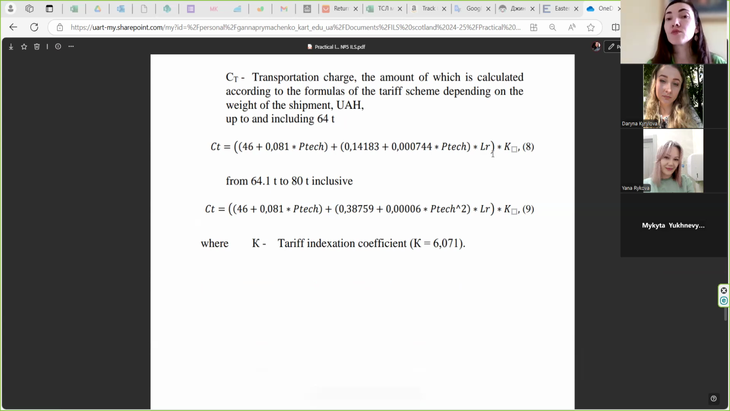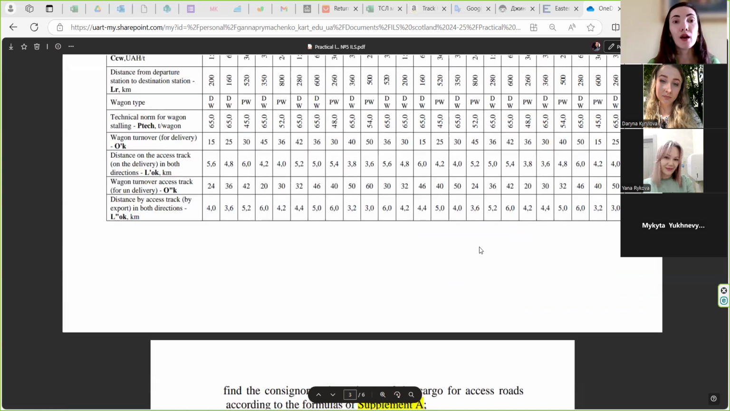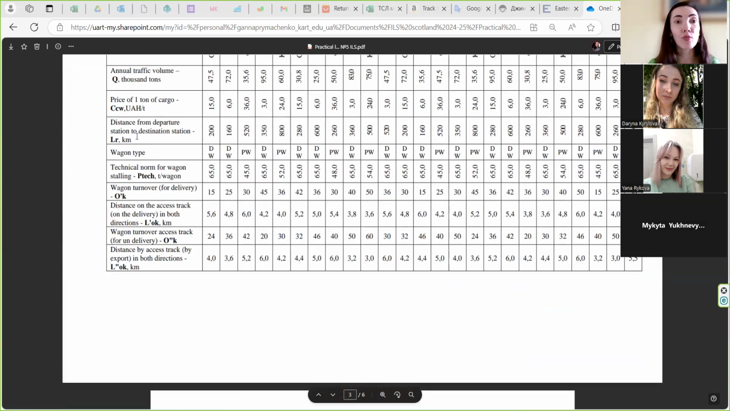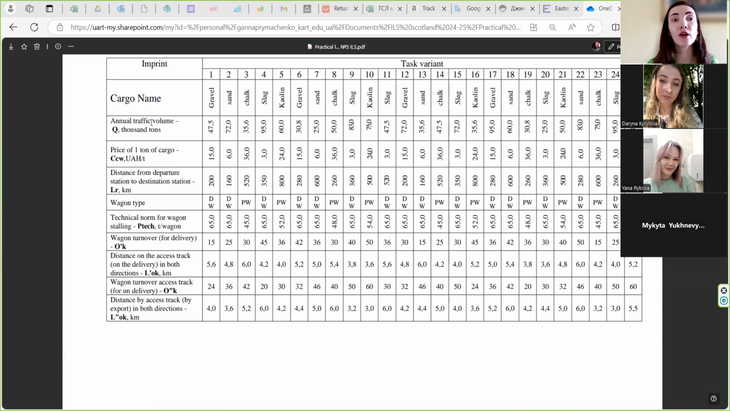And also in these formulas, we need to use parameters such as the distance of delivery. We already used it, and now maybe I show it in the table, and after it you do your calculation. This parameter is the distance from departure station to destination station, L with index R in kilometers. Find it please for your variant. First variant it is 200 kilometers, second variant 160 kilometers, and so on. Write it somewhere, because it is difficult to remember.